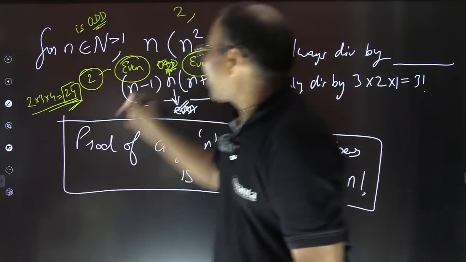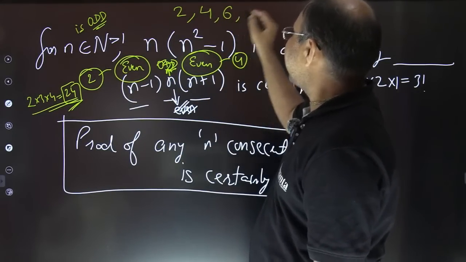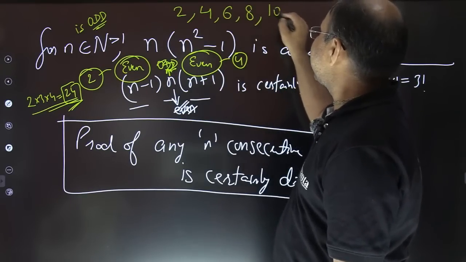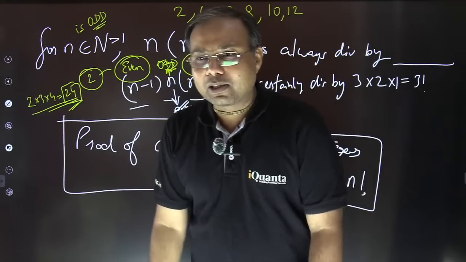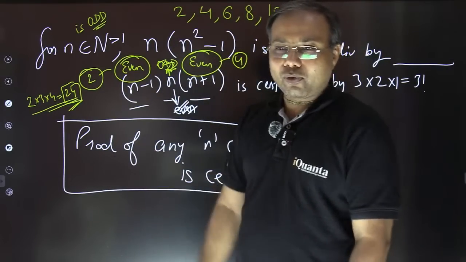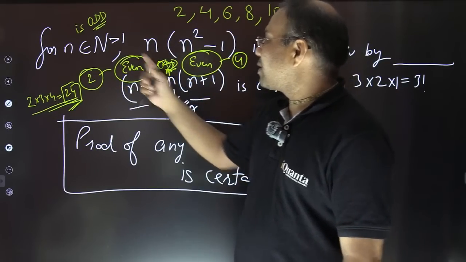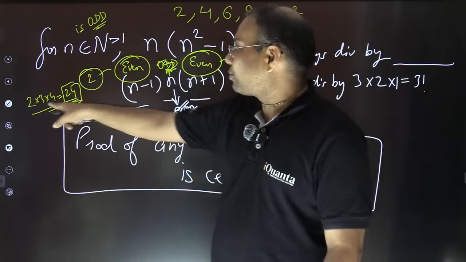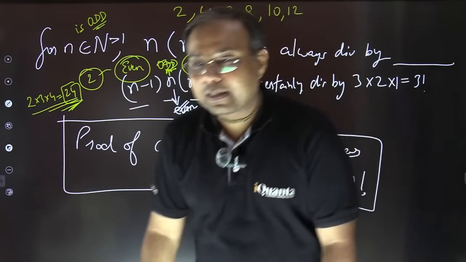Okay? So after 2, the next even number is 4. What after that? 6. Again 8. Then 10. Then 12. You can take any two consecutive even numbers. You will certainly get to know that one is a multiple of 2 and the other is a multiple of 4. So that's the thing which we use here. So this product is certainly divisible by 2 as well as 4 and also 3. So that's how we got this value 24. Okay.